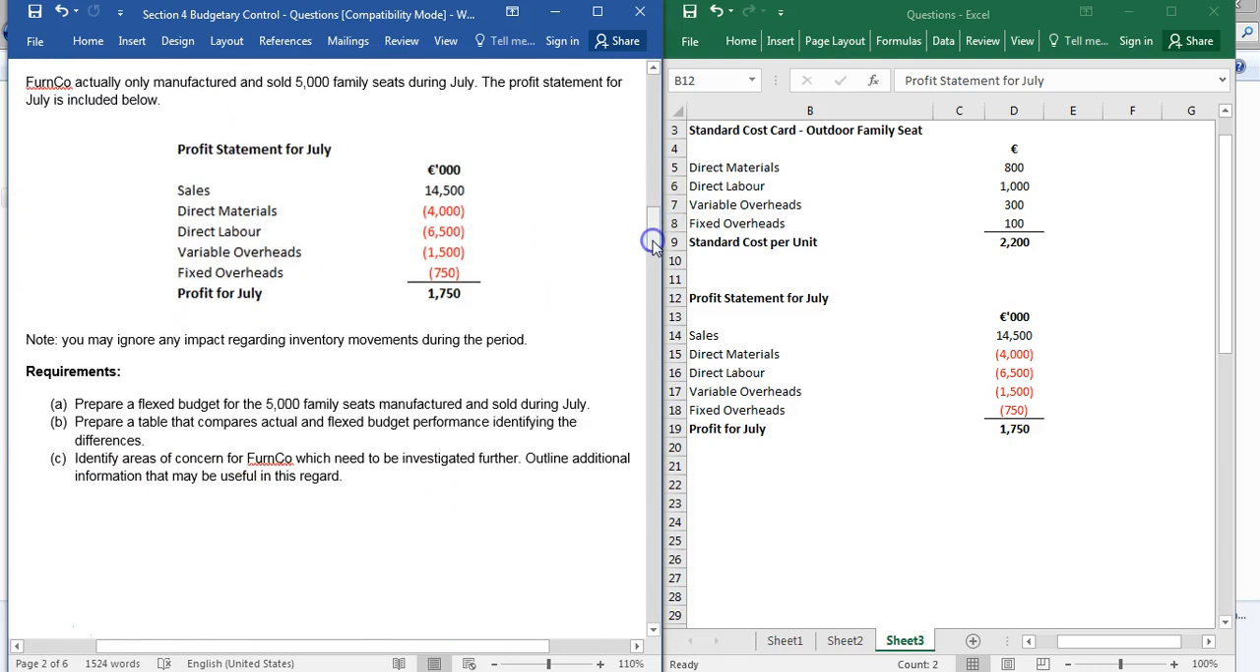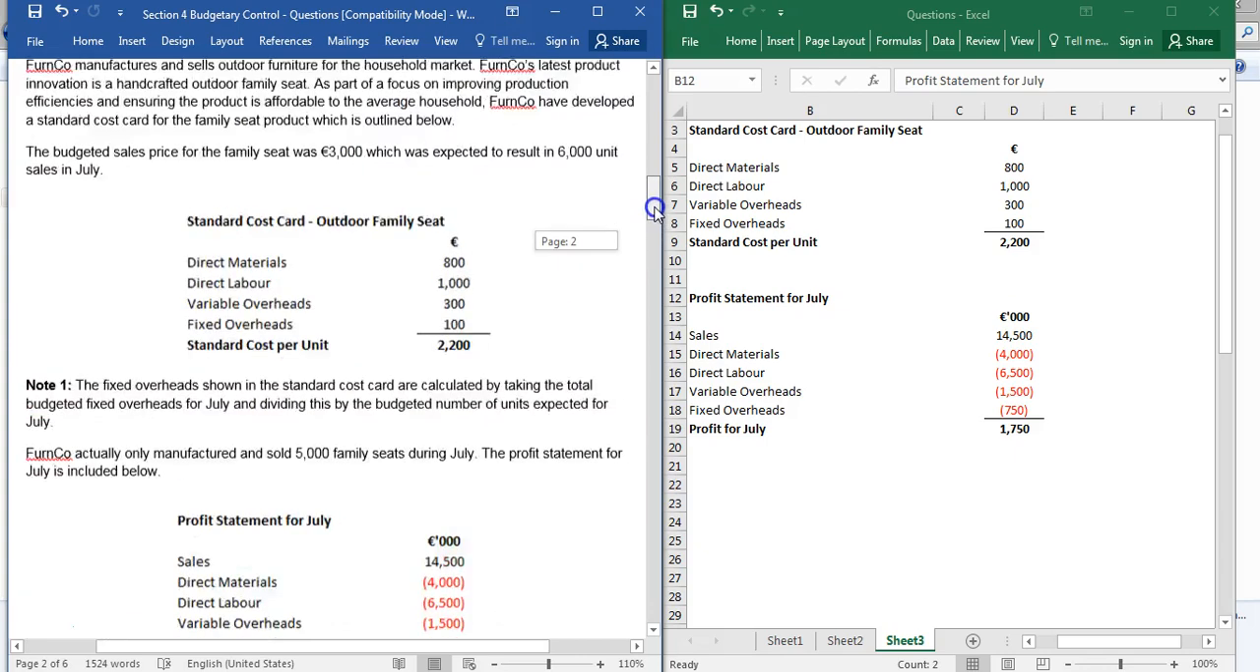So we're looking here at three separate requirements. One is to prepare a flex budget for 5,000 family seats. We then have to prepare a table that compares actual to flexed. So again, we would have done that in class with respect to the century question. And finally then is the more interpretive question in terms of what are the main areas of concern for further investigation and what other information might be useful in that regard.